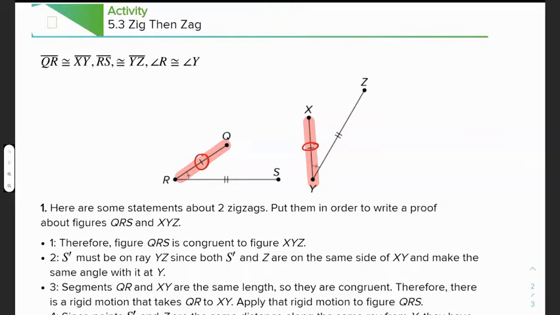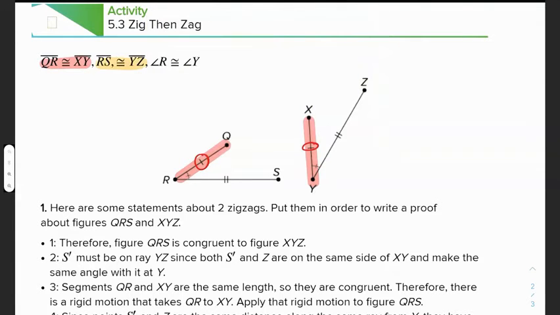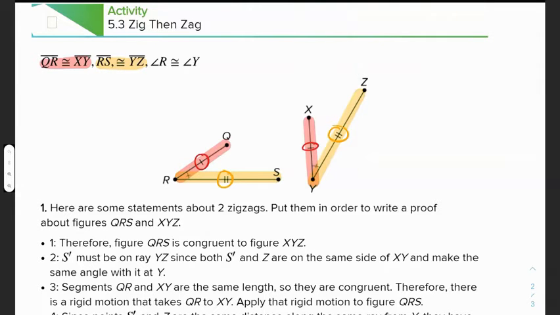Okay. So let's see. They also tell us some other stuff. So we got that. They tell us RS is congruent to YZ. And the tallies again will also tell us the same thing. And then they tell us the angles. So let's see, the angles R and Y, which is right here, so angle R is congruent to angle Y.